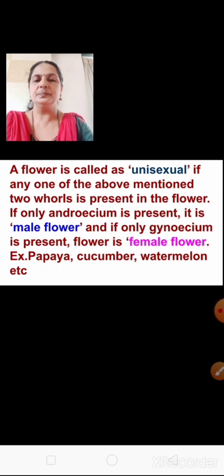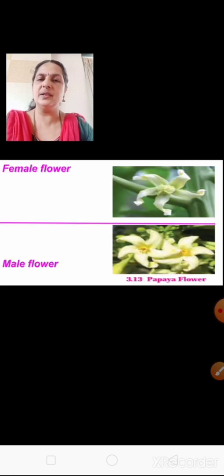Understood this? Okay. See the example, this is the female flower, and we cannot find the difference when we see it like this. But when we look very keenly inside, if only the male part, only androecium, is present, then it is the male flower. If only gynoecium is seen in the flower, it is the female flower.